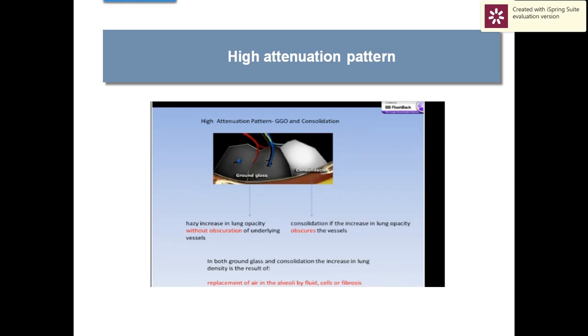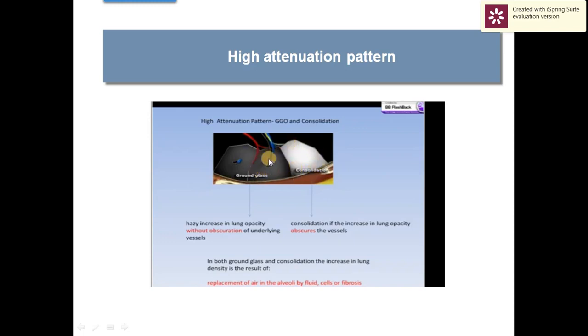High attenuation pattern, ولا الGGOs. دائما نسمع انه there is ground glass opacity. ايش معنى ground glass opacity؟ يعني partially filling of the alveoli by fluid, by inflammatory cells, whatever, but لسه ما وصل لل dense consolidation. هنا زي ما احنا شايفين هنا dense consolidation.